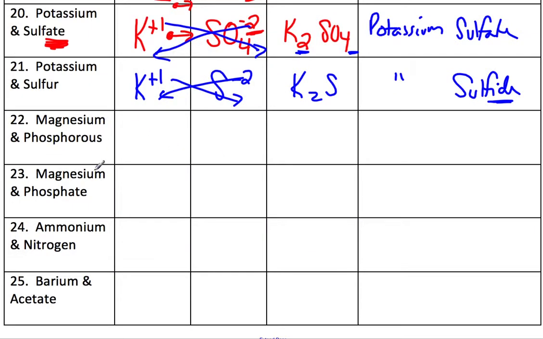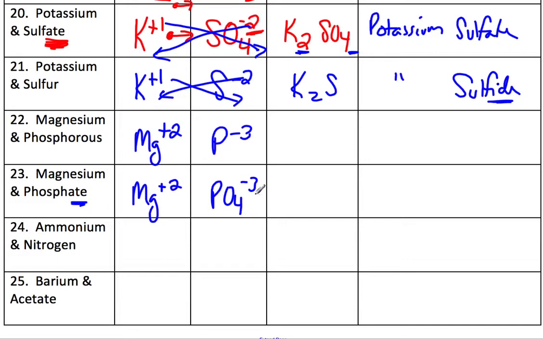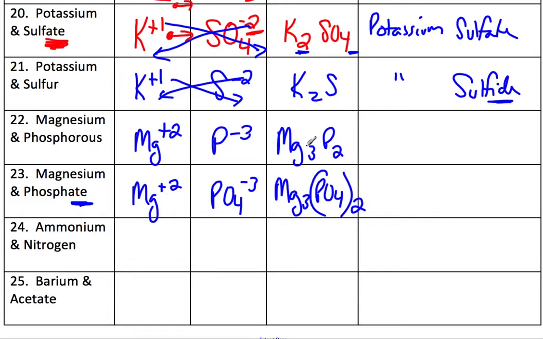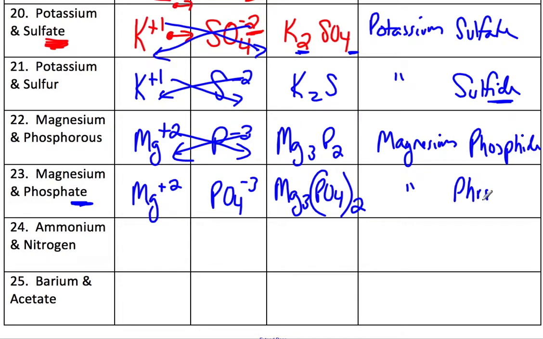Same thing here, we got magnesium hooking up with phosphorus, right on the periodic table, and phosphate. Magnesium hooking up with PO4 -3. The ate ending tells you it's a polyatomic. So this is going to be Mg3 (PO4)2, and you're going to write a 2 after it, so the PO4 has to go in parentheses. This one is just Mg3P2. Crisscross your charges and write them down. So this is magnesium phosphide, and this one's magnesium phosphate.